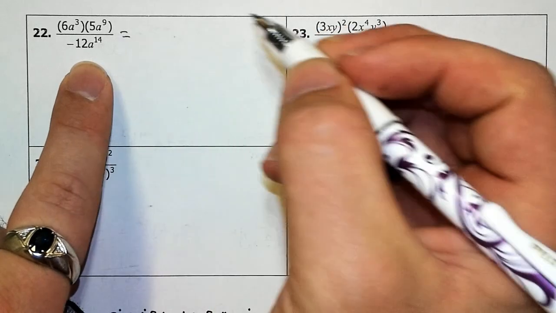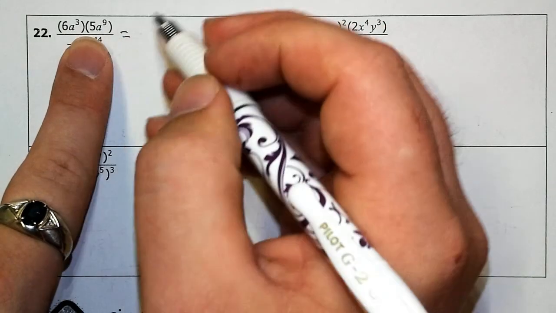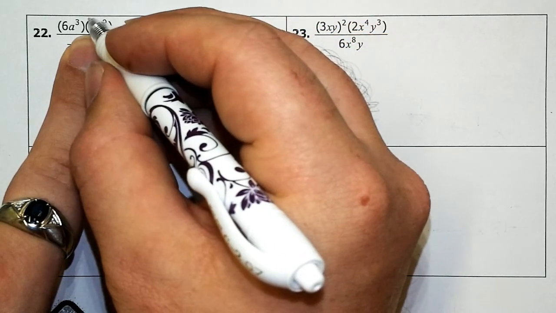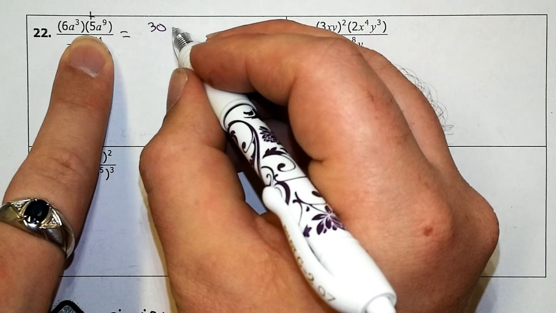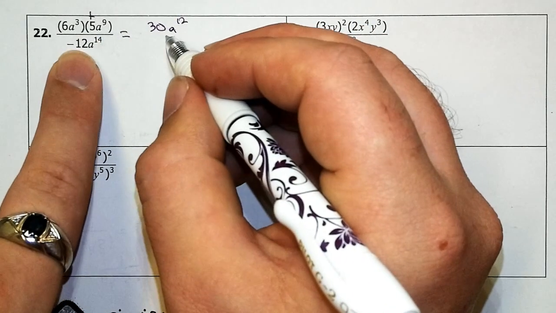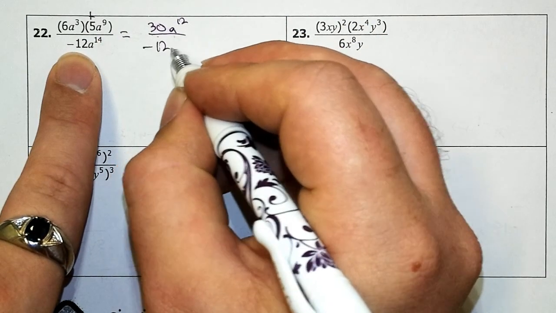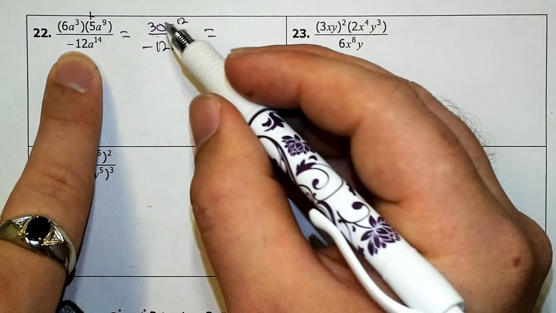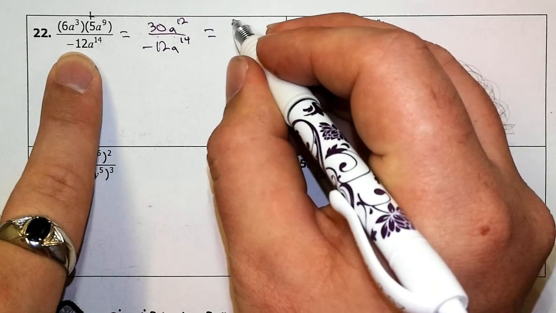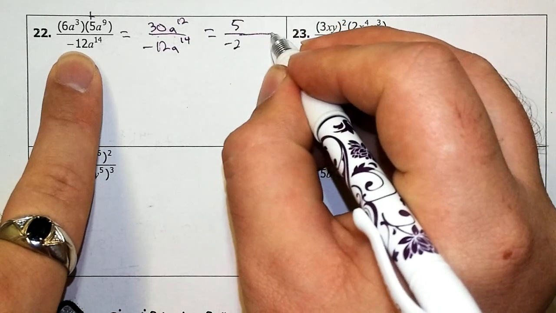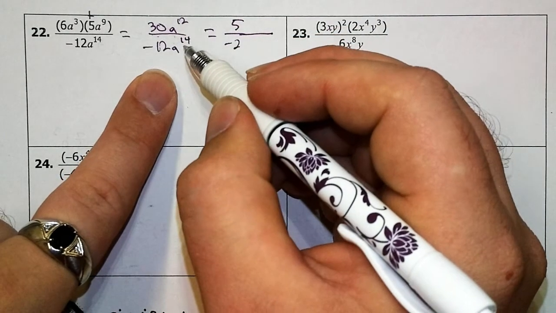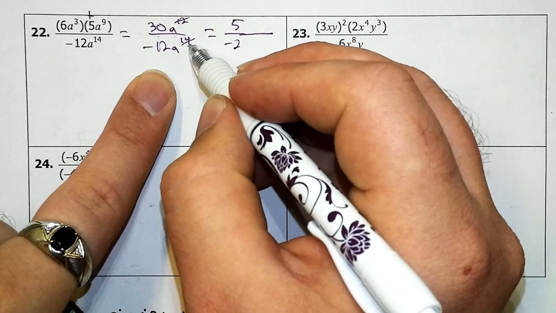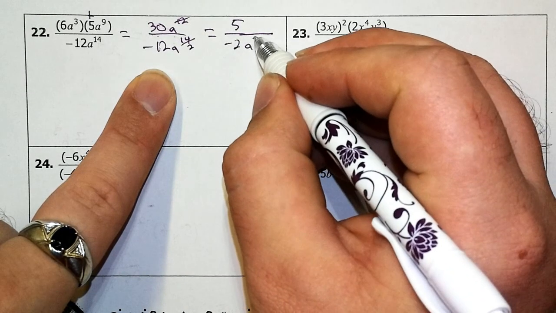So, starting on the top, 6 times 5 is 30. A to the 3rd times a to the 9th, we add those. 3 plus 9 is 12, so a to the 12th. Now look at the bottom, I have negative 12, a to the 14th. Divide your numbers. I can divide 6 out of both of those. I'd get 5 over negative 2. For the letters, I had 12 on top, 14 on bottom, so when I take out 12, the a's on the top cancel, and I'd have 2 a's left on the bottom, so a to the 2nd.